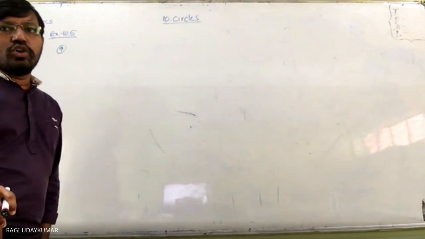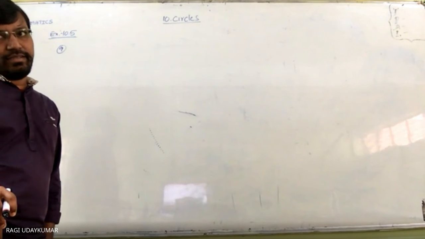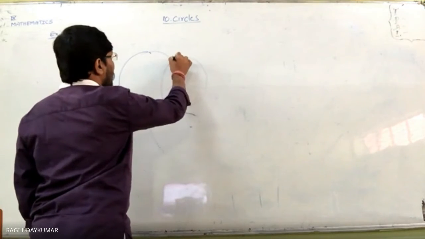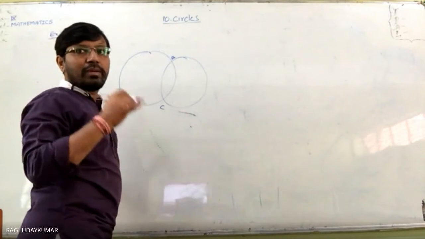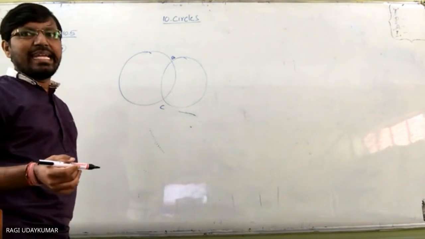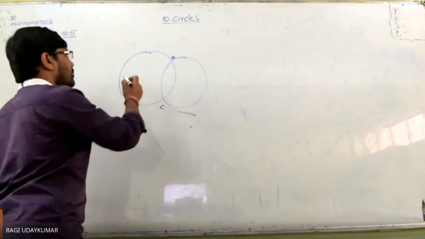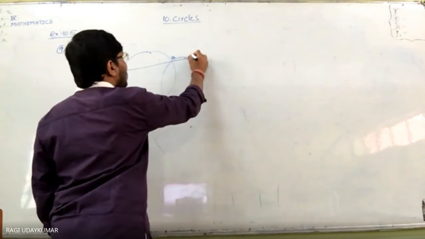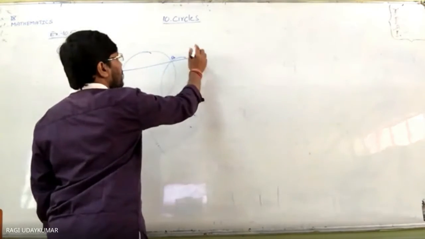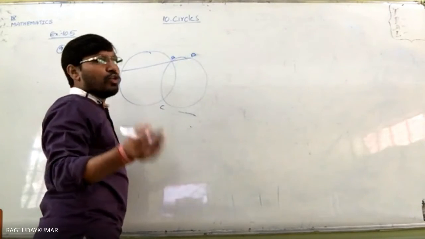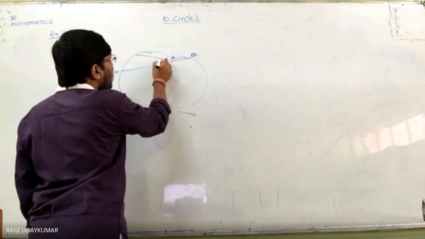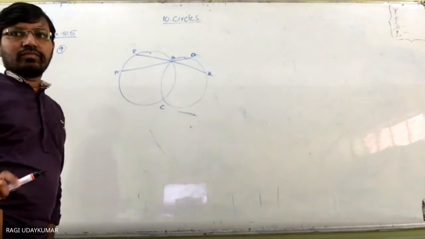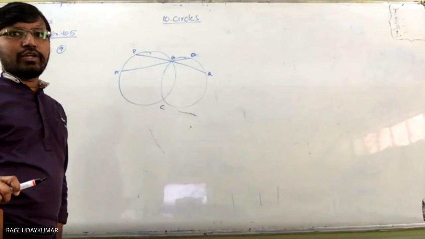So now question is given to you: two circles intersect at a point B and C. Okay, two circles are intersecting at a point B and C. Through the B, two line segments ABD and PBQ are drawn to intersect the circles at A and D, P and Q respectively.